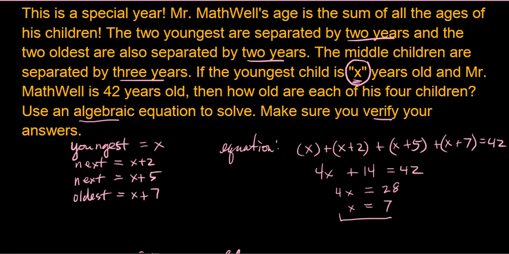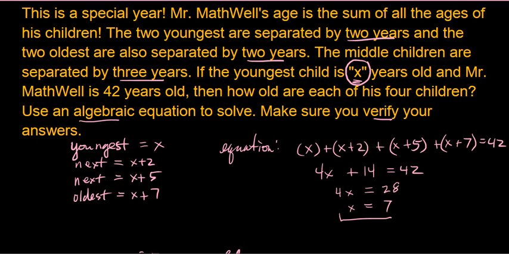All right, so here's the solution to the problem. Hope you got a chance to give this a try here. The youngest is X years old. The next is X plus 2, because remember, they are separated by 2 years. The middle two are separated by 3, so if the youngest is X, this is X plus 2, the next one is X plus 5, and the oldest is 2 years older than this one.